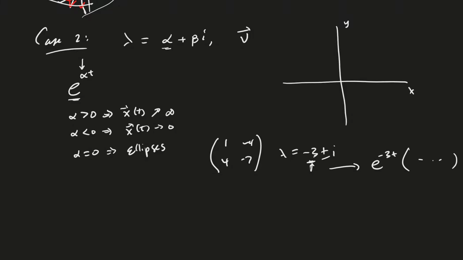And then you're going to have some stuff in here. And so what happens in here is you're actually going to have a spiral. And this is telling you that the spiral is going towards the origin. Okay, so this is going to be a spiral towards the origin. Now the question is, is it clockwise or counterclockwise? And so there is a way to figure that out.